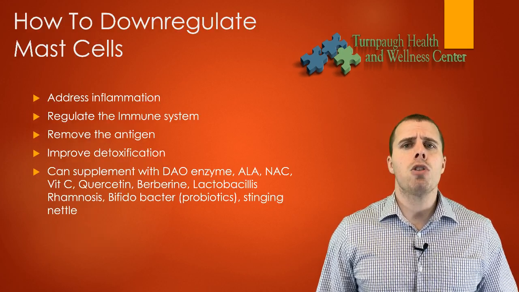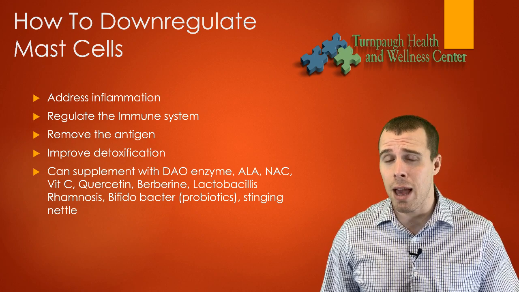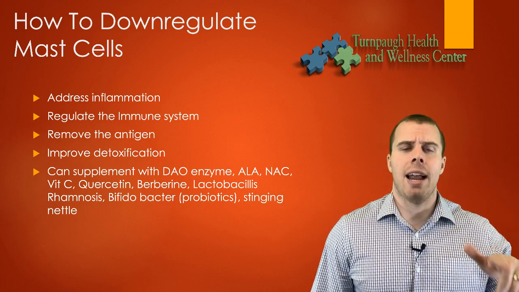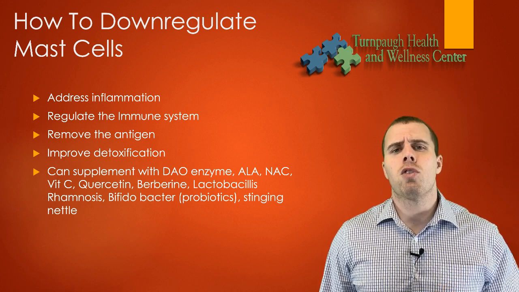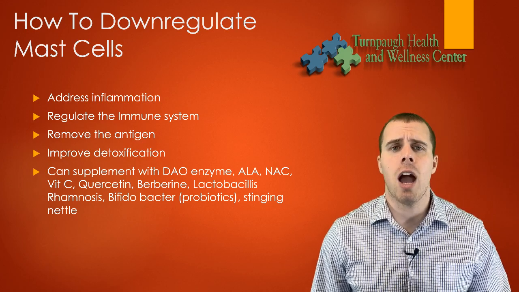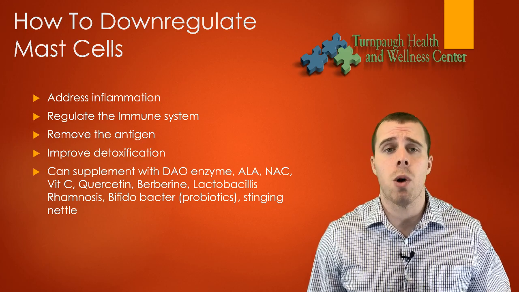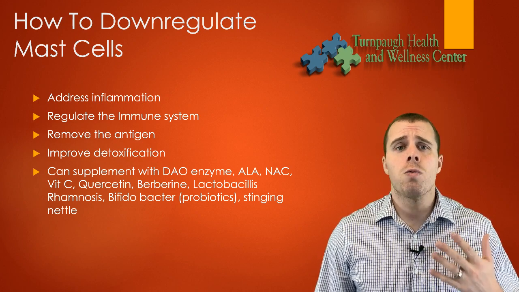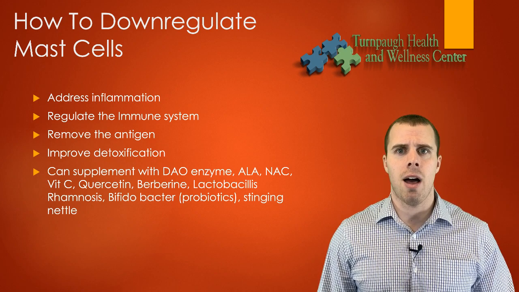So how do we downregulate mast cells? The key factors here: we want to address the inflammation and we want to address the killing side, right? Those are really important, which is the immune system. But what is driving that inflammation? What is the antigen? So we want to remove the antigen, whether it's a food allergen, a bacteria, a parasite, a mold, or a virus, removing the antigen so we're no longer stimulating inflammation, which drives that mast cell.